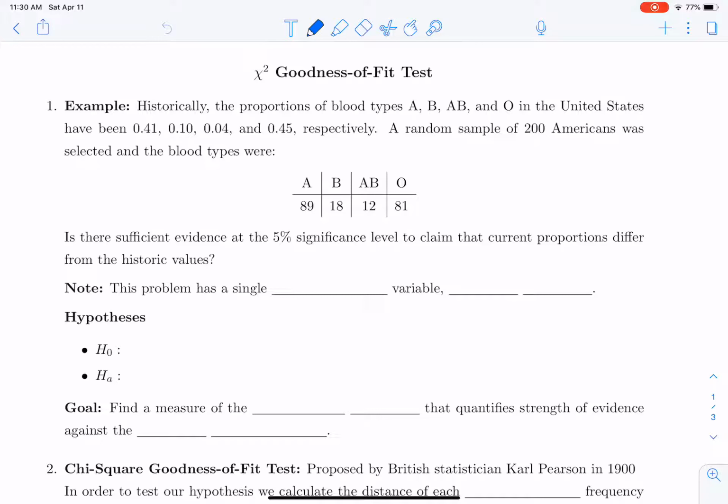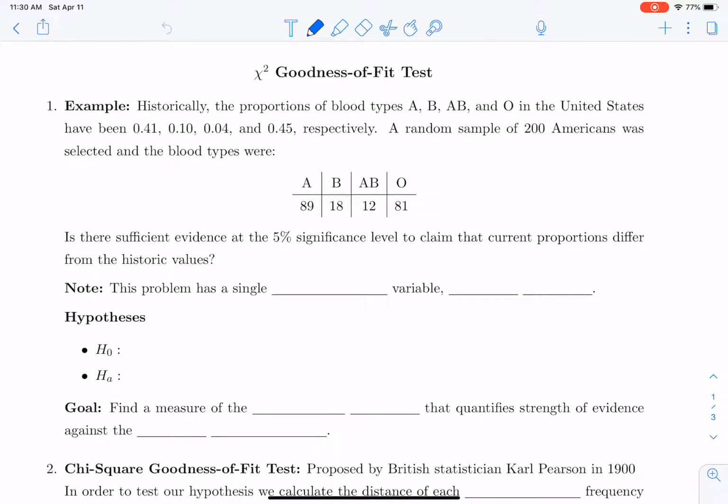Historically, the proportions of blood types A, B, AB, and O in the United States have been 0.41, 0.1, 0.04, and 0.45 respectively. A random sample of 200 Americans was selected, and the blood types were 89 A's, 18 B's, 12 AB's, and 81 O's. Is there sufficient evidence at the 5% significance level to claim that current proportions differ from historic values?